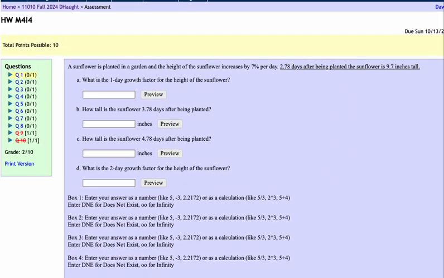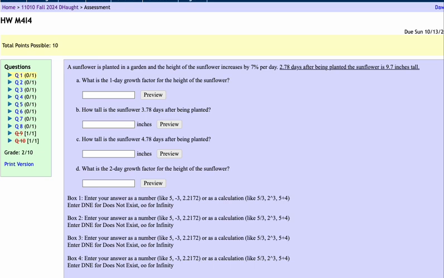So let's take a look at this first question. I think it will get us a good start at least. Okay, so let's look at the question. It says a sunflower is planted in a garden and the height of the sunflower increases by 7% per day.